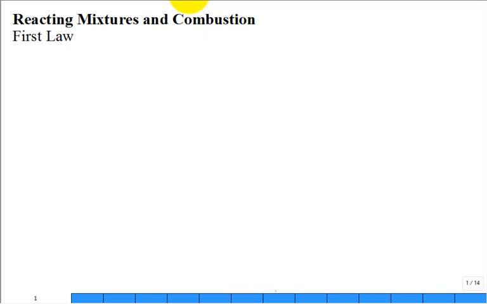After that, second law. You can do a second law analysis. The first law analysis for combustion is huge, very important. The second law is just something you can do, but not as important for this class.